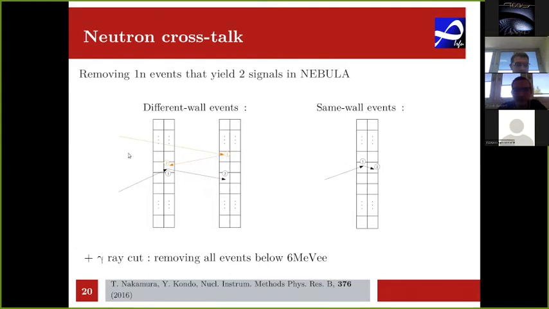So for different wall events, either the signal is detected in the first wall, and then the neutron is scattered to the second wall, where it deposits energy again, or vice versa. It's first detected in the second wall and then is sent back to the first wall. Or for same wall events, the neutron deposits energy in a bar and then a bit of energy in a neighboring bar. And we also apply a cut on the data to remove potential gamma rays that interact with the scintillators and create signals. So first, same wall events.